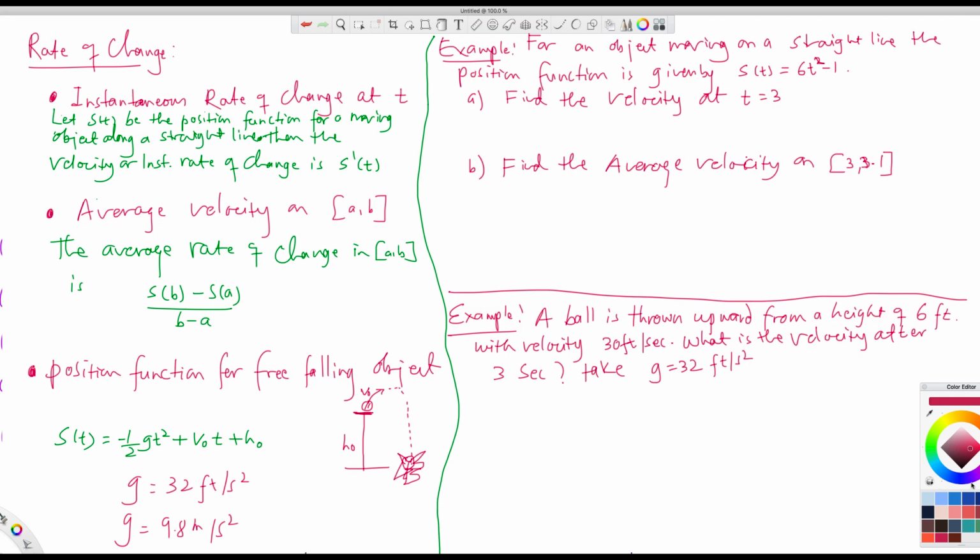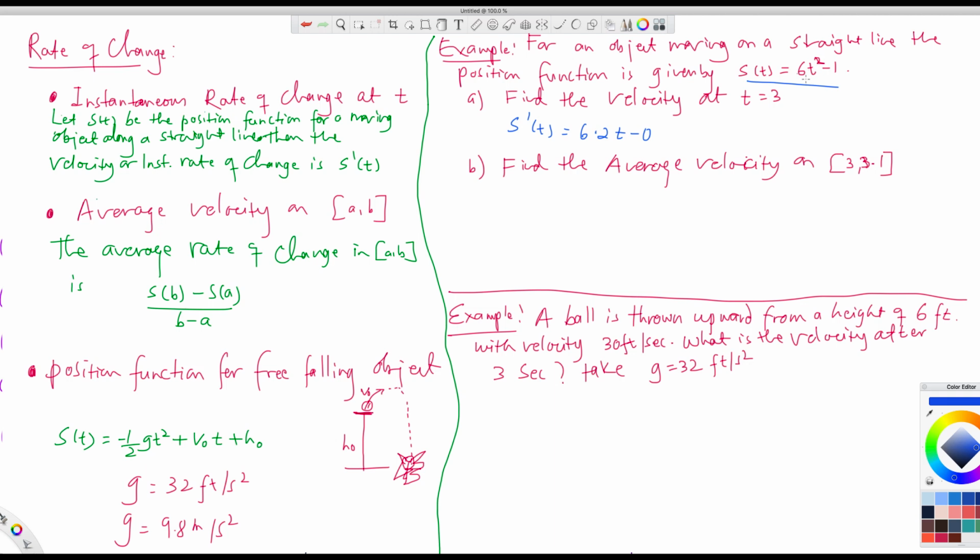So let us do some examples here. For this one, let us look at this example on the use of this formula, okay? For an object moving on a straight line, the position function is given by s(t) equals 6t squared minus 1. You want to find out the velocity at t equals 3. So how do I find out the velocity from the position function? It is just the derivative, right? So let's find s prime of t. How much is it? 6 times 2t minus 0, right?